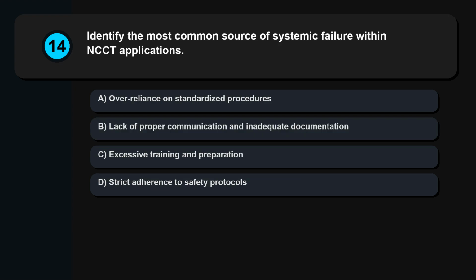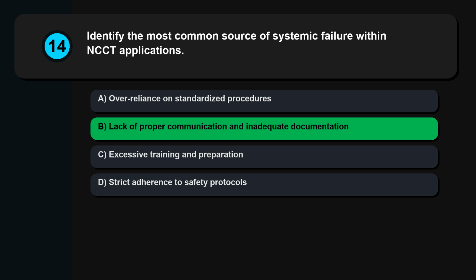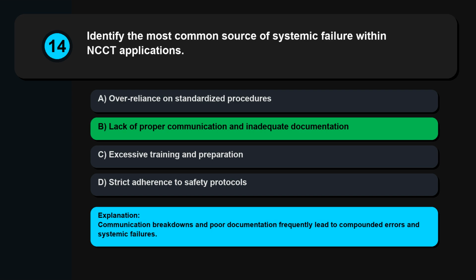Question 14. Identify the most common source of systemic failure within NCCT applications. Over-reliance on standardized procedures, lack of proper communication and inadequate documentation, excessive training and preparation, strict adherence to safety protocols. Communication breakdowns and poor documentation frequently lead to compounded errors and systemic failures.